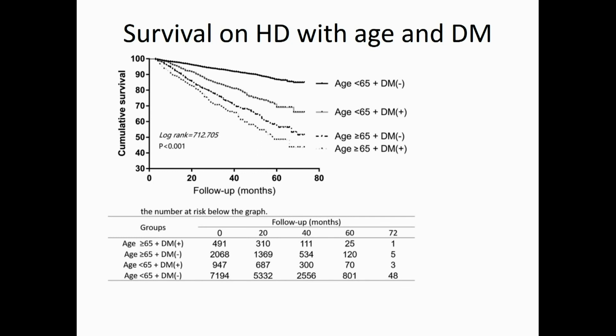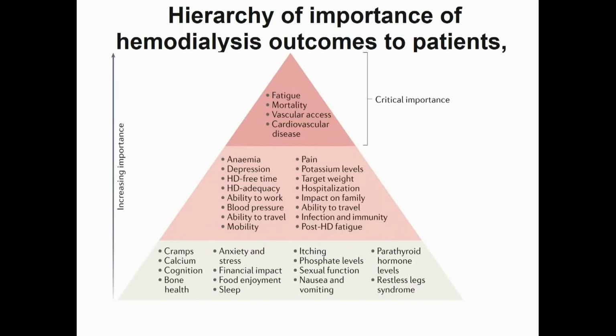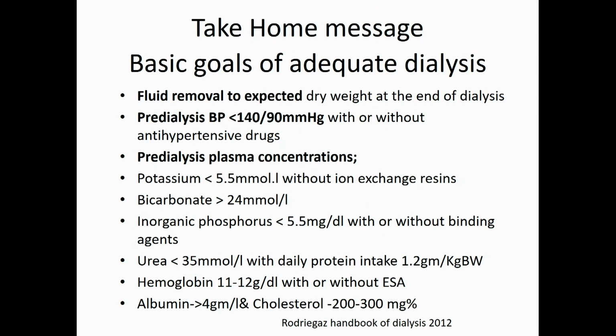If the patient is non-diabetic and age less than 65, they are better, and those who are elderly and diabetic have a poor outcome. What we are checking is basically mortality, vascular access, and cardiovascular outcomes, based on anemia, depression, and ability to work. All these parameters are the baseline, so that we can take care of the mortality, access, and cardiovascular disease impact. Everything contributes to the patient's outcome on dialysis, so we need to address them as far as possible to have better outcomes.